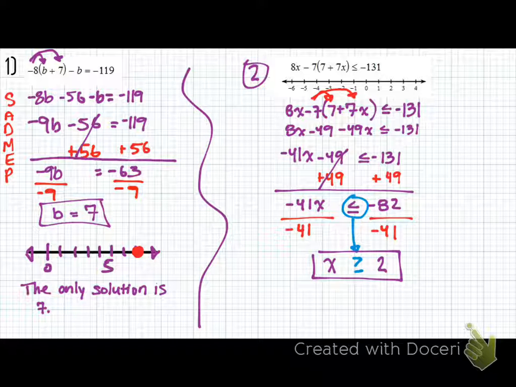So is it only when there's two negatives being divided? It's only when you divide both sides by a negative or multiply both sides by a negative. Okay? Let me finish the problem and I'll take questions, okay?